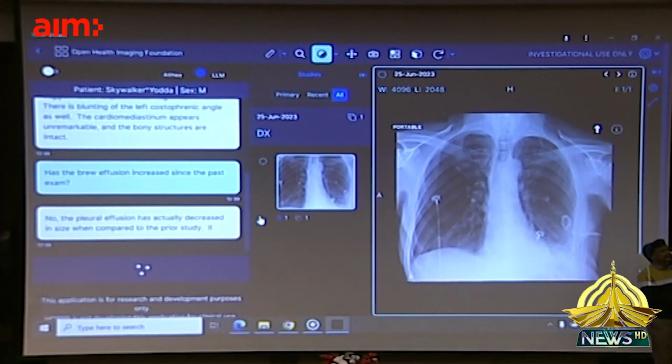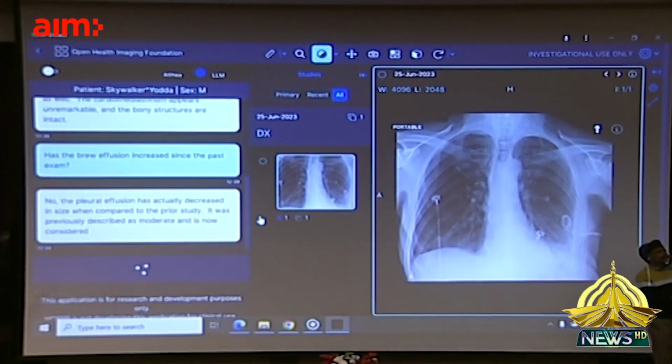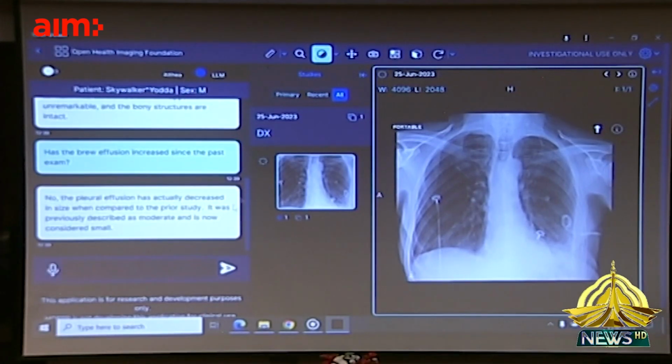I want to know if it's improved from the past, or do I need to take the catheter out? Has the pleural effusion increased since the past exam? Let's see, it'll figure out what I said. No, the pleural effusion has actually decreased in size when compared to the prior study. It was previously described as moderate and is now considered small.